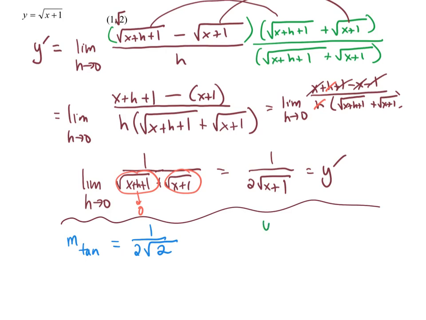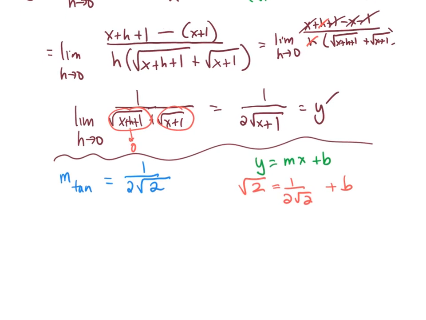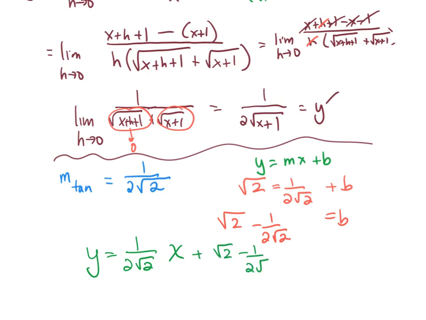And now I'll find the y-intercept. So y equals mx plus b. So y is radical 2. m is 1 over 2 radical 2. x is 1, plus b. So here's how gross these can turn out to be. You can get some pretty nasty ones because this is going to be radical 2 minus 1 over 2 radical 2. That is your y-intercept. And the equation of our tangent line is going to be y equals 1 over 2 radical 2 times x plus radical 2 minus 1 over 2 radical 2.